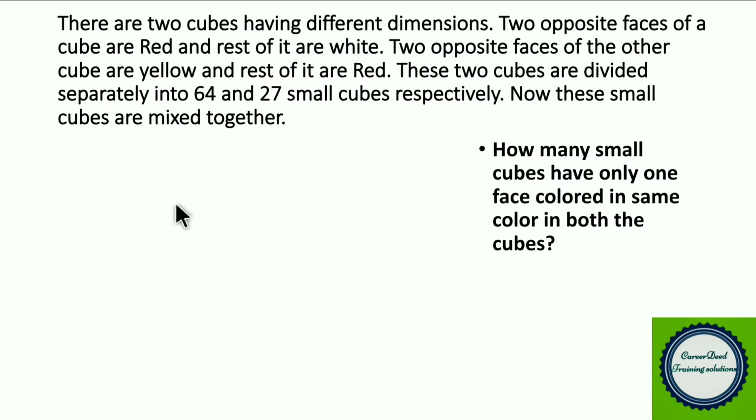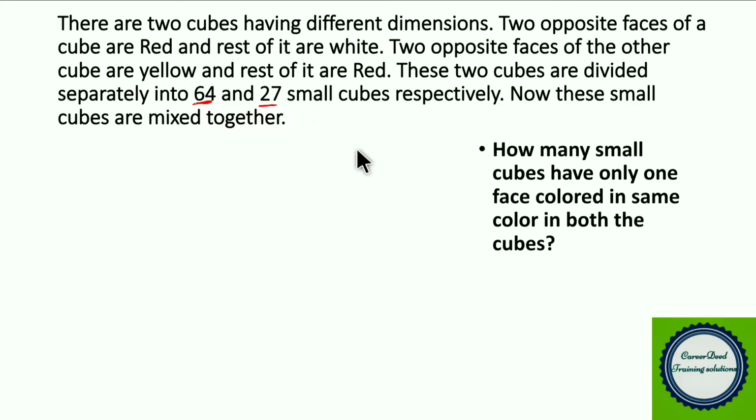There are two cubes having different dimensions. Two opposite faces of a cube are red and the rest of it are white. Two opposite faces of the other cube are yellow and the rest of it are red. These two cubes are divided separately into 64 and 27 small cubes respectively. Now these small cubes are mixed together. So this is the common content.